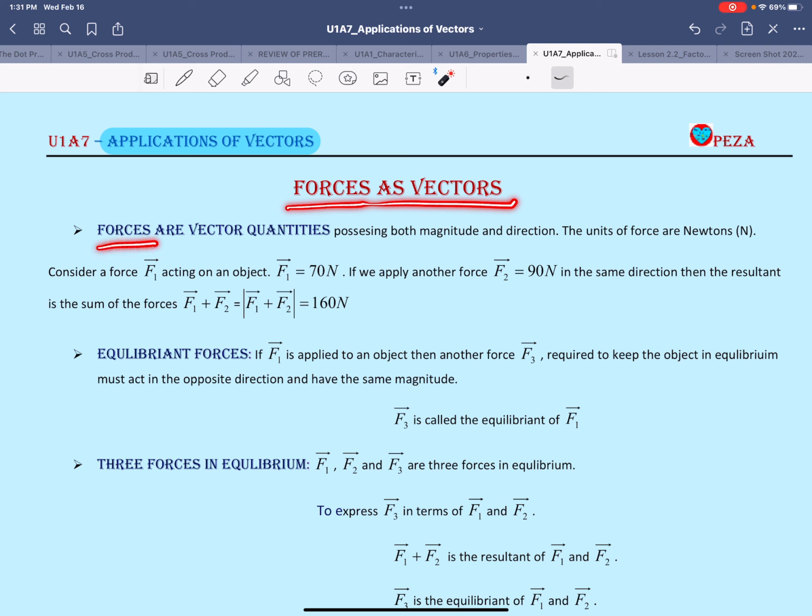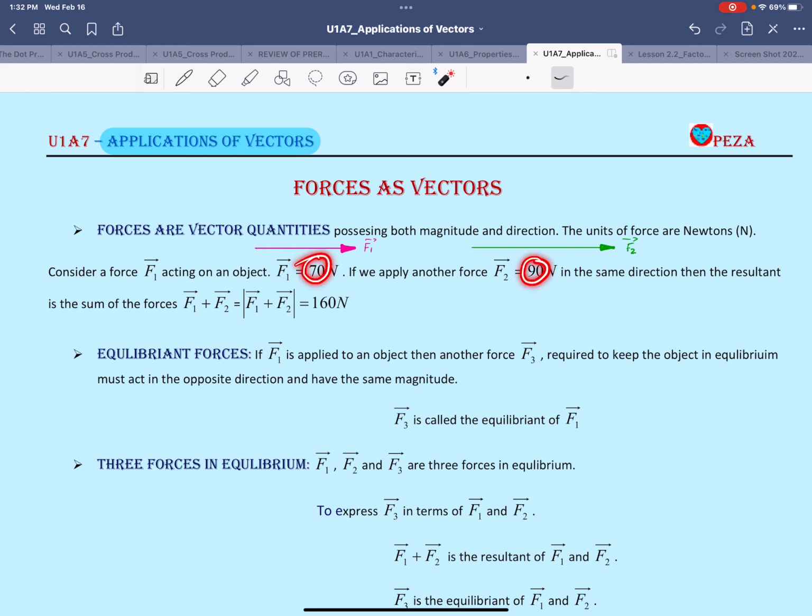As we learned in the very first lesson of this unit, forces are vector quantities because they possess both magnitude and direction. The units of force are newtons. Now imagine that we have two forces, F1 and F2, that are applied onto the same object. Notice that forces F1 and F2 are going in the same direction. Their magnitudes are 70 and 90 newtons respectively.